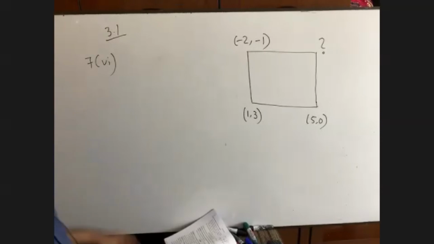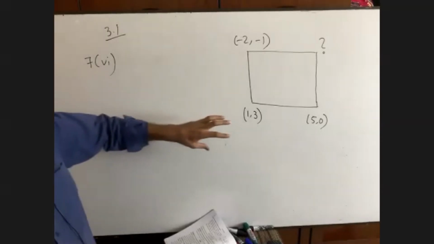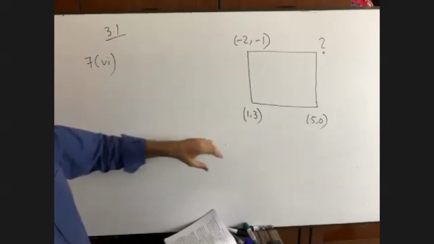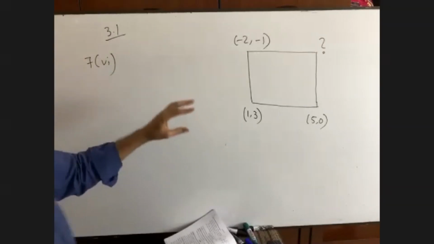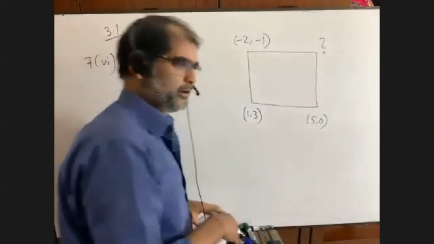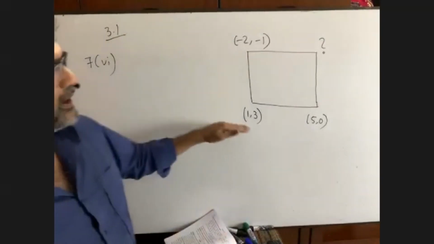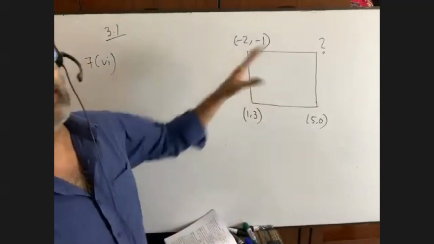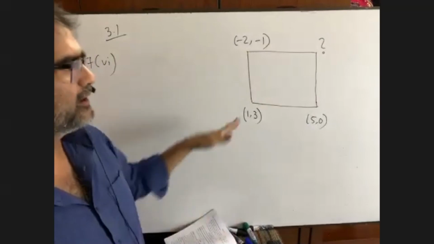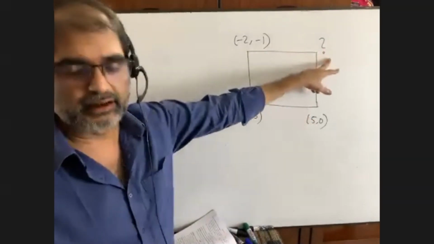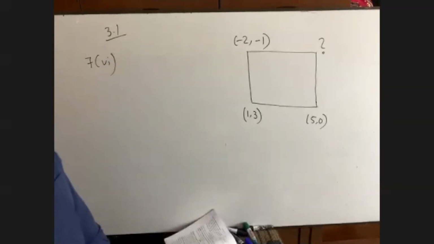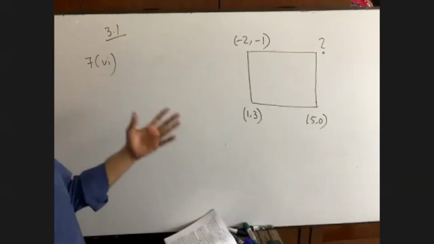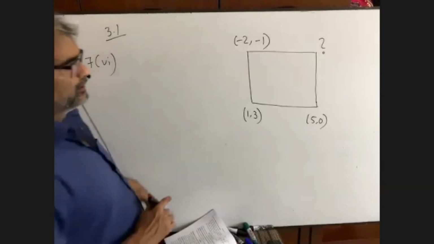Hello? Yes, sir. I have taken the data from exercise 3.1, but the math is not that. The math was: this point is given in the question, and you prove that it is a square. Very simple, you will find 4 sides and 2 diagonals. But if this point is not given, then what will you do? Same formula.